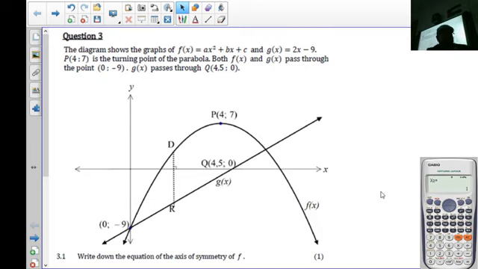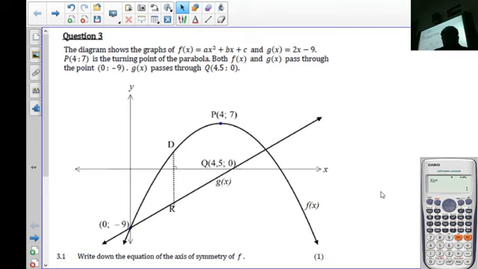Okay, good morning class. So today we're looking at the Metro Central Education District question 3, the graph question. Okay, this was from the common paper. We are told that the diagram shows the graphs of f of x equals x squared plus bx plus c, which is your parabola function, your quadratic function, and g of x equal to 2x minus 9. Then we are told that P, which is (4; 7), is the turning point of the parabola.